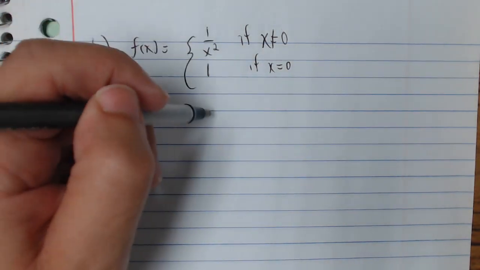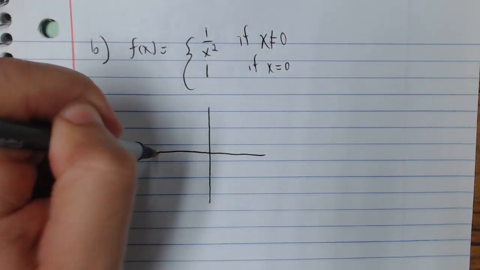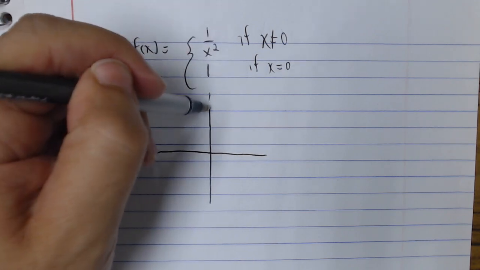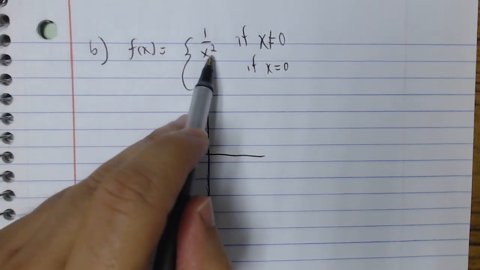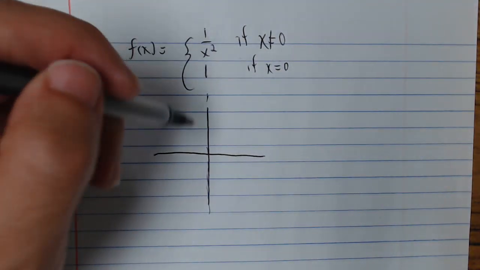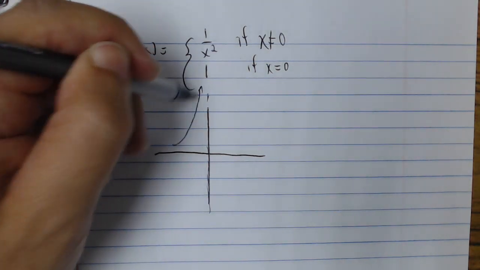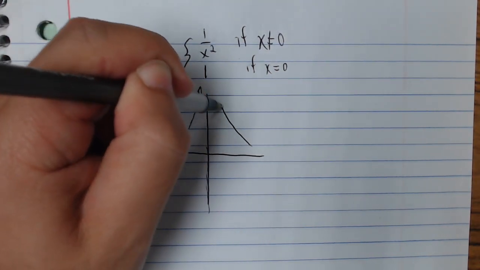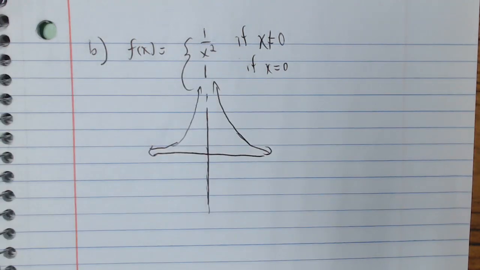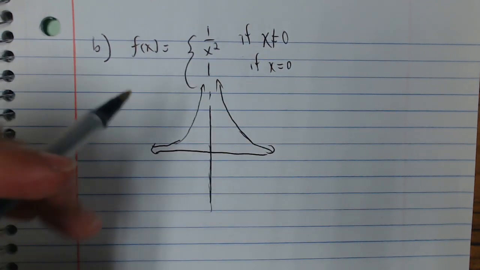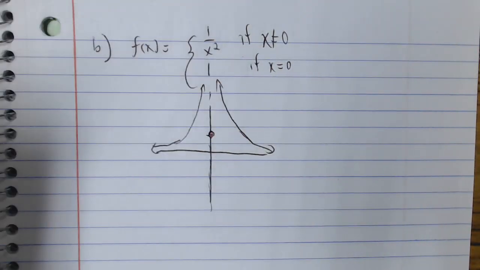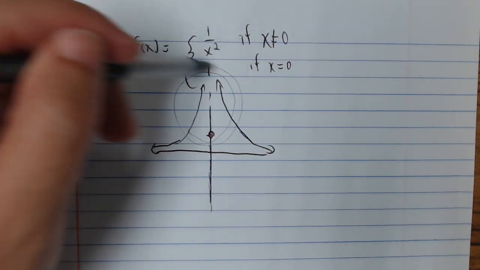So if I were to graph this, let's just focus on 1 over x squared for now. So let's graph the top part of this piecewise function. We know that 1 over x squared looks like this. And at x equals 0, we're told that y is 1. Now you could see there's something going on here. This is clearly not continuous there.